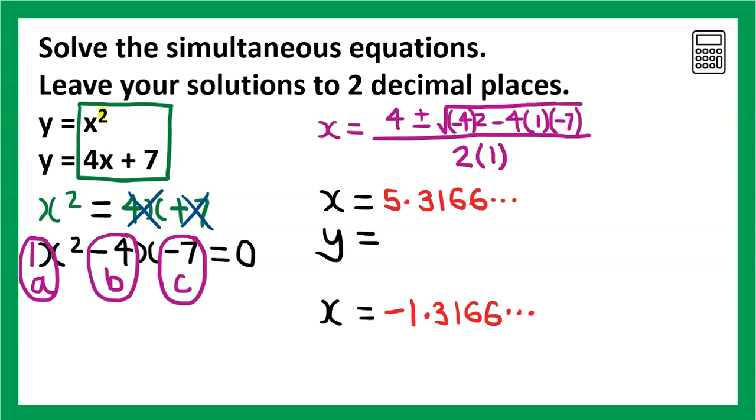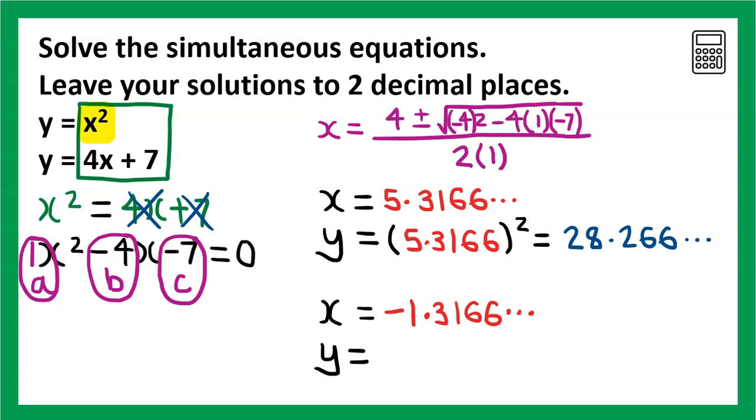Now we have our solutions for x, we can find the corresponding y values. I'm going to substitute into y equals x squared. So y is equal to 5.3166 squared, which is 28.266. And lastly, when x is negative 1.3166, y would be equal to this squared, which is 1.733.